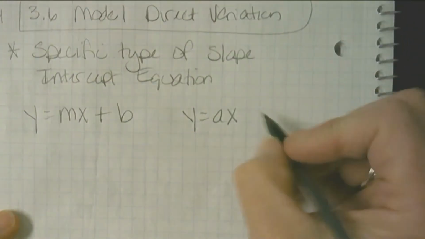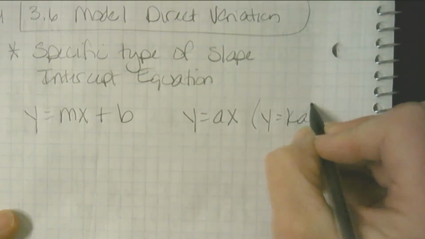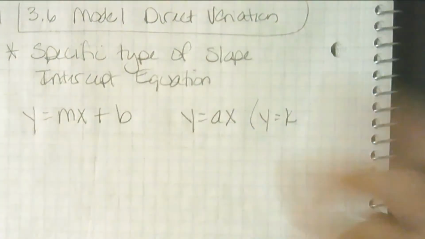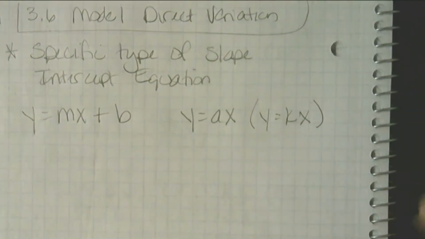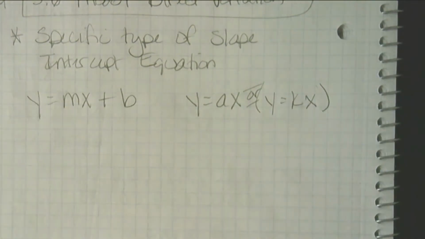In some books, I'm going to put in parentheses, it's y is equal to k times x. I don't know why your book is different than other books or why there's a variation. But if you see that, it's the same thing.